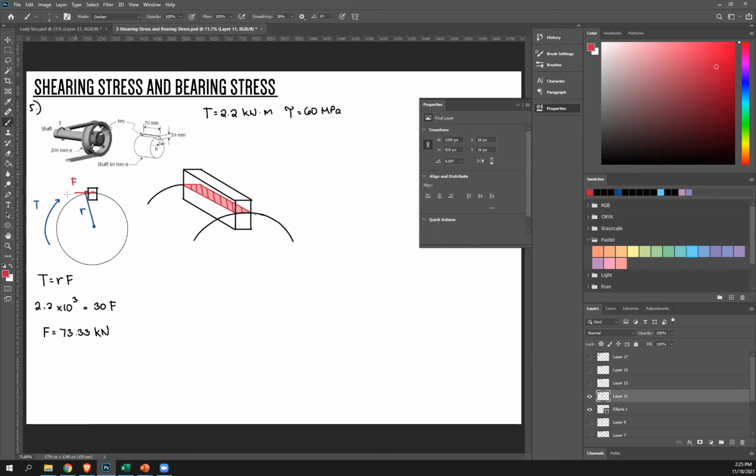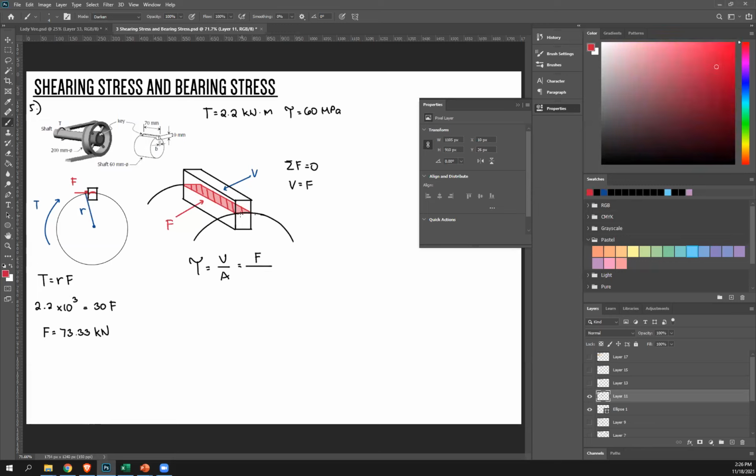So basically, this F is this way, right? Tangent to your shaft. And then to resist that, you have this reaction force, which is your shear force, V. And then we can now use our shear stress equation, V over A. We already know V is just F, right? So therefore, V is equal to F. So this is F over the shear area, which is this shaded region.